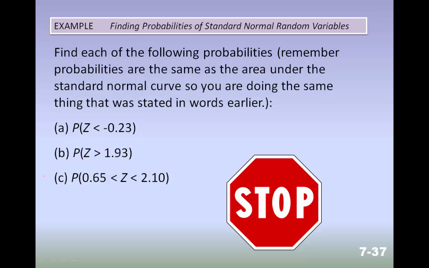So here's a problem using this new notation, but we're working the same types of problems that we did before. So find each of the following probabilities, and remember probabilities are the same as area under the curve. So you're doing the same thing that was stated in words earlier. So A would be find the probability that you will get a z-score less than negative 0.23. So you're going to want the area under the curve to the left of negative 0.23. Stop and see if you can work these.